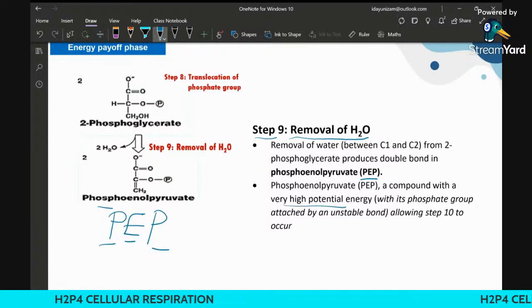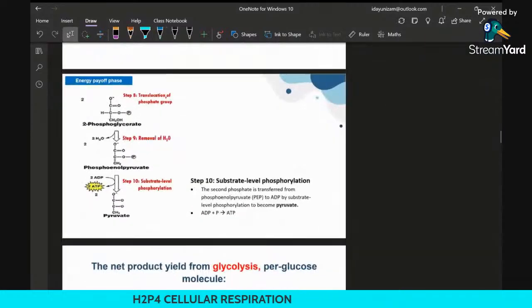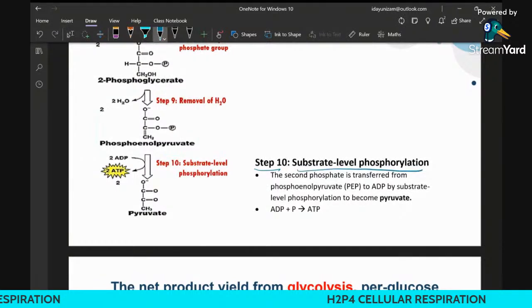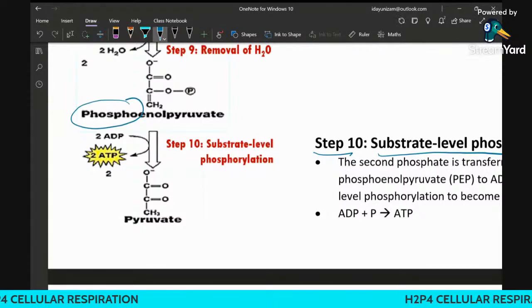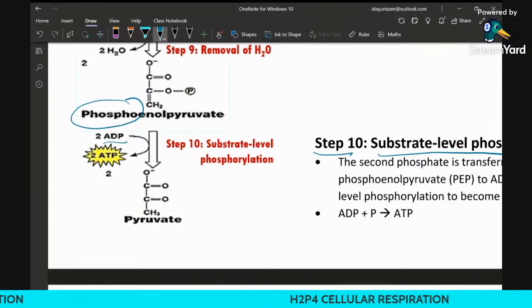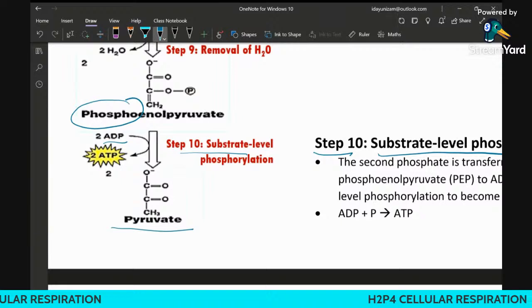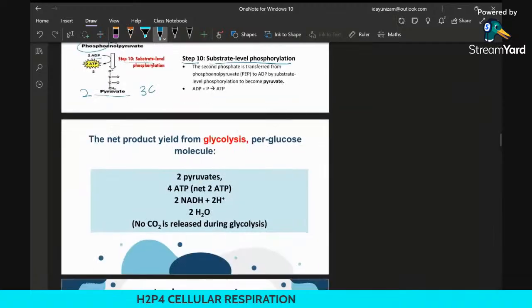Okay, so PEP has very high energy potential. So this is where we get a yield again. We take this phosphate. So it will undergo the last process, similar to step 7 just now, what we call step 10, substrate level phosphorylation, where the phosphoenolpyruvate transfers the phosphate group to ADP to produce 2 ATP. And the final product is pyruvate, 2 molecules of pyruvate, 3 carbon. So that is the overall glycolysis.